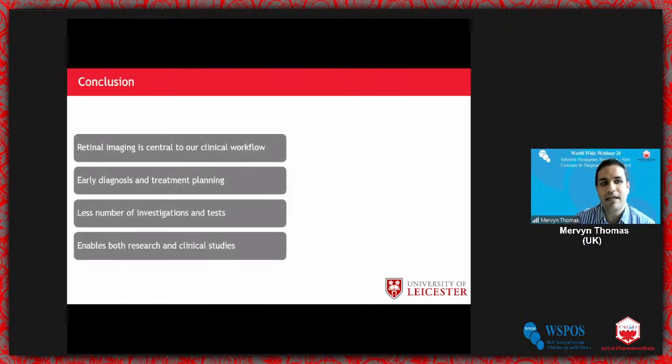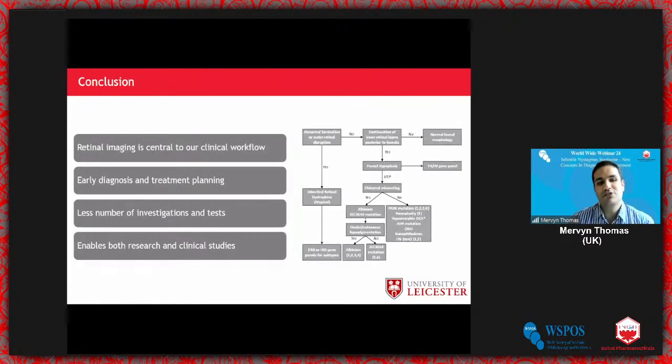So just to conclude, retinal imaging now is quite central to our clinical workflow. OCT is almost considered an extension of our examination. It allows early diagnosis and treatment planning, and fewer investigations and tests. And from our point of view, being an academic team as well, it enables both research and clinical studies hand in hand.